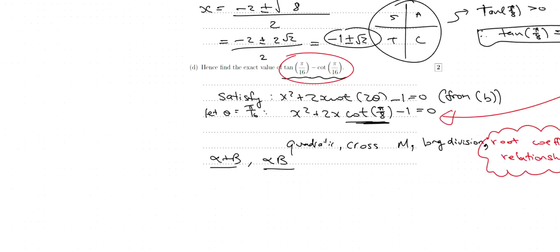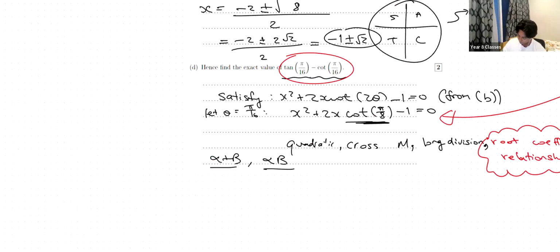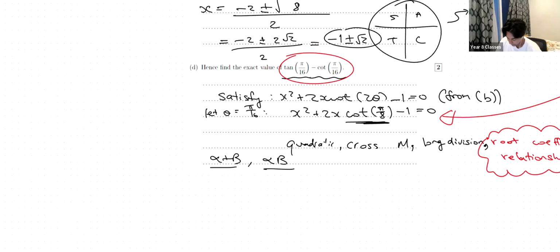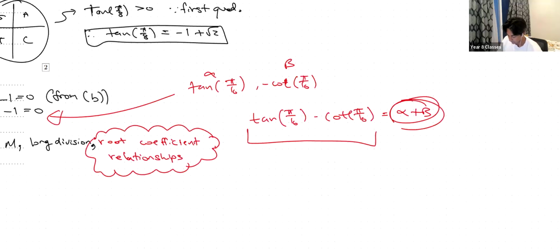Let me say that again with the tan and cot thing. From this equation, your two roots are going to be tan pi on 16 and minus cot pi on 16, which is what we proved in part B. So if you add these two together, letting tan pi on 16 be alpha and minus cot pi on 16 be beta, just generally naming our roots, you're going to get tan pi on 16 plus minus cot pi on 16, which just gives you tan pi on 16 minus cot pi on 16. And that's what the question is asking you for. What is the value of tan pi on 16 minus cot pi on 16?